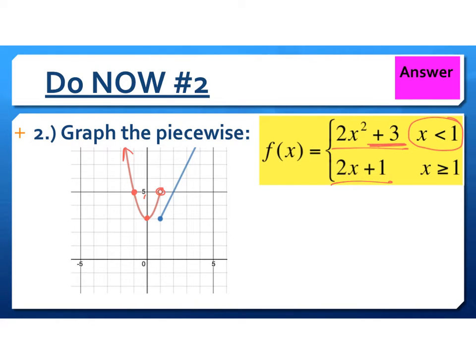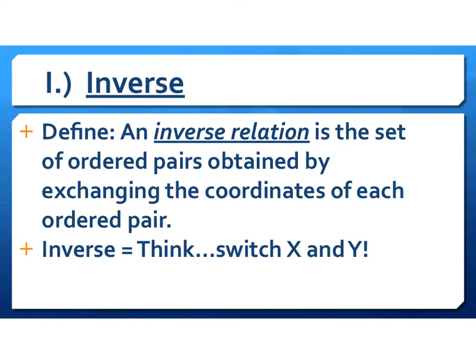and I'm using it to the left. For my line, I can take 1 and I can plug it back in there. 2 times 1 is 2 plus 1 is 3. So I'm at this point. It is a closed circle, and I move my slope, and I have that line, and you have graphed that piecewise function. Let's start inverses.